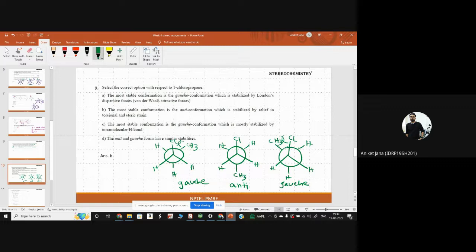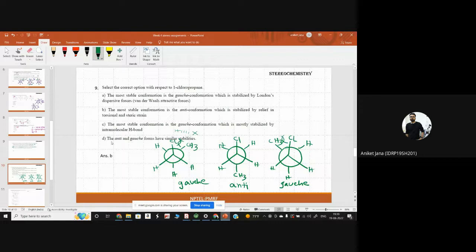The most stable conformation is the gauche conformation, which is mostly stabilized by intramolecular hydrogen bonding. So is any kind of hydrogen bond possible between chloro and methyl? No, sir. Because the condition for hydrogen bonding is the presence of hydrogen and an electronegative atom. It can be OH or NH2 or any kind of group like that. So there it may form a hydrogen bond, but here it is not possible.